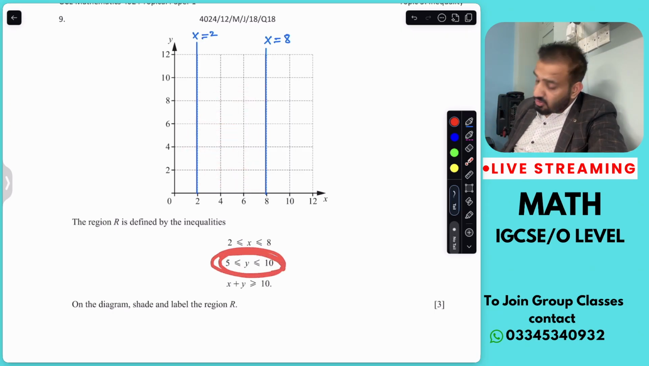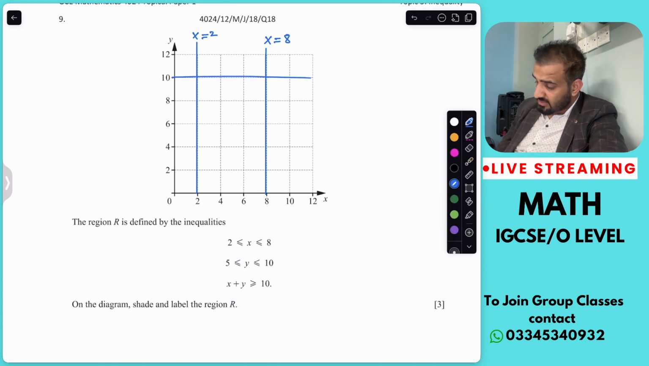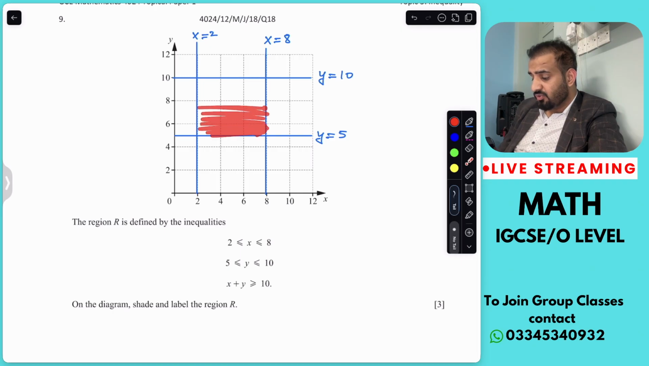These are two horizontal lines between 10 and 5. It means y is less than or equal to 10, and y is greater than or equal to 5. So above 5, below 10, and these are solid lines. So y equals 10, and below 10 and above y equals 5. So this is the possible shading if you look at the first two inequalities.